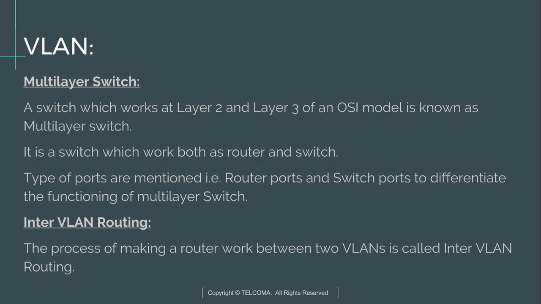The next is inter-VLAN routing. Inter-VLAN routing means routing the traffic between different VLANs. Here we require a router installed between the different VLANs to route the traffic between them. This is known as inter-VLAN routing.